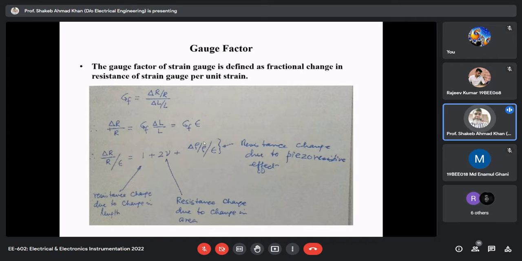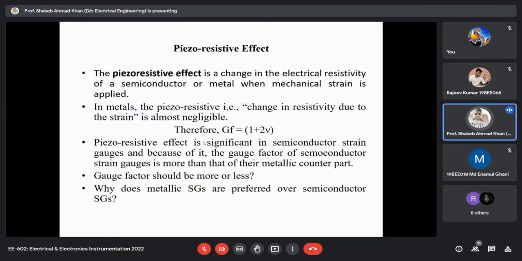The phenomenon where straining the material affects its resistivity is called the piezoresistive effect. So this is all we have discussed. What the piezoresistive effect is and other things are concluded here in this slide.